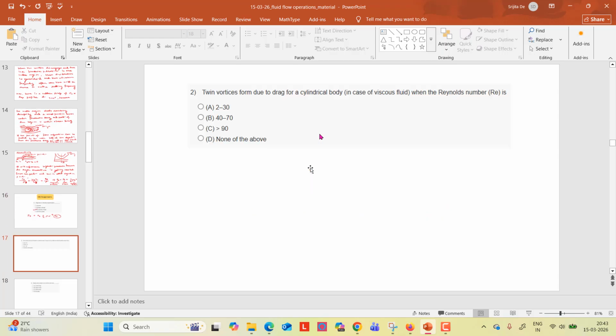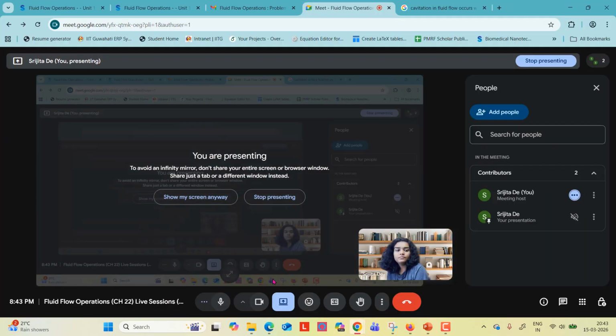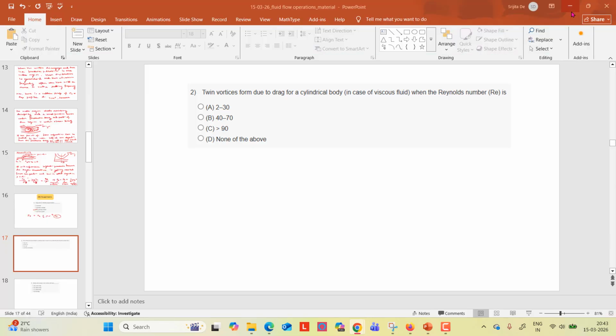So twin vortices form due to drag for a cylindrical body in case of a viscous fluid when the Reynolds number is, as per the lecture, between 40 to 70, right? So the vortex is forming like this, and this vortex is forming like this, right?